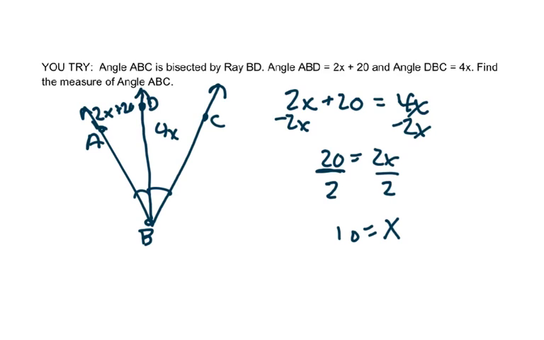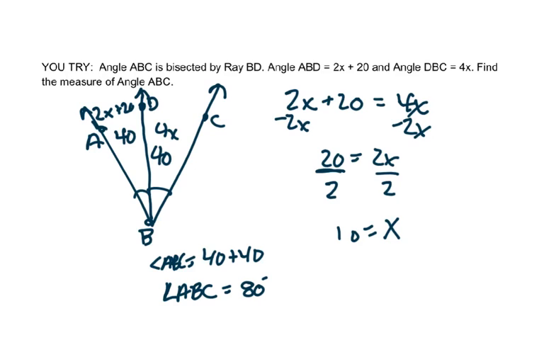But it said find ABC again. So we do 2 times 10 plus 20, and we get 40. 4 times 10 is 40. 40 plus 40 for angle ABC is 80. So this one should have been closer to a right angle. And we put degrees on it because we know that our final answers for angles are in degrees.